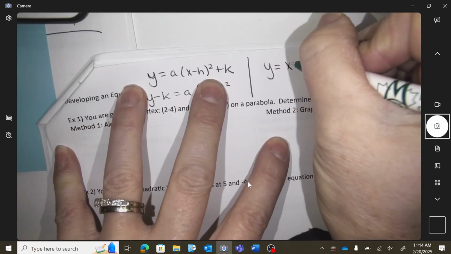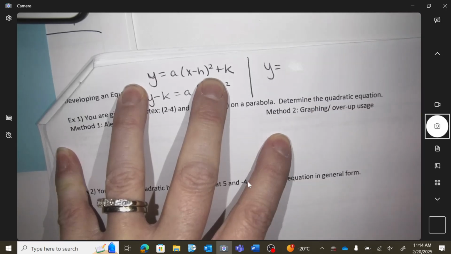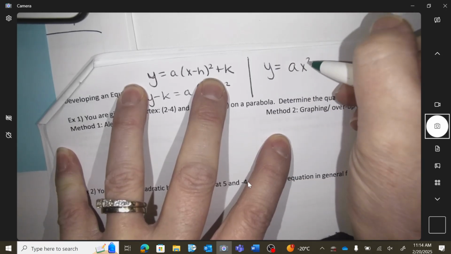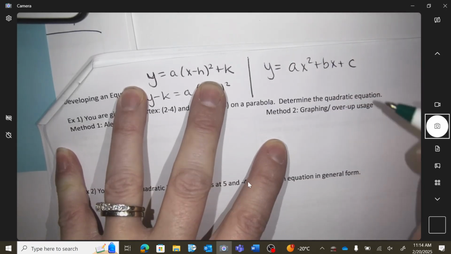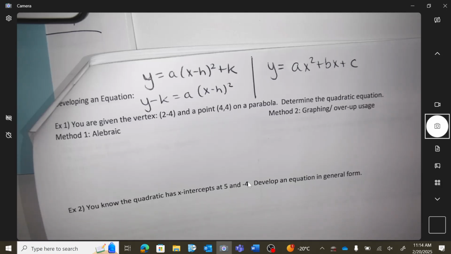And, oops, we've learned this. So we have three forms that we've looked at. So we either have to make it look like something like that, one of those.